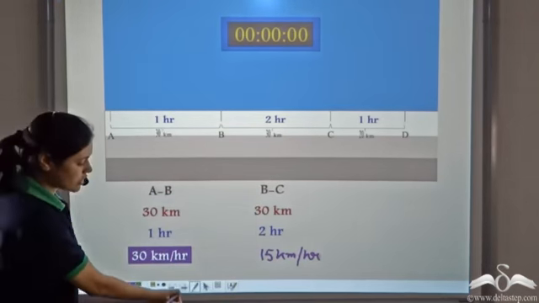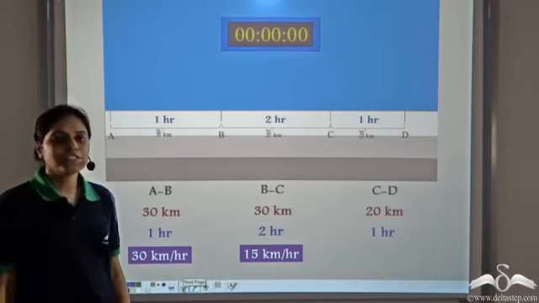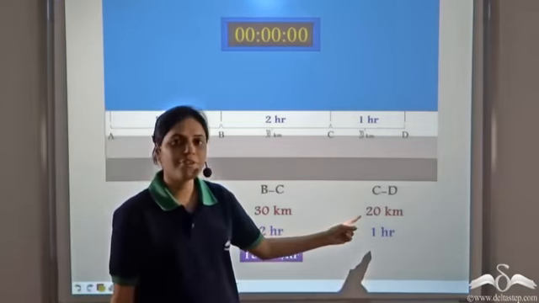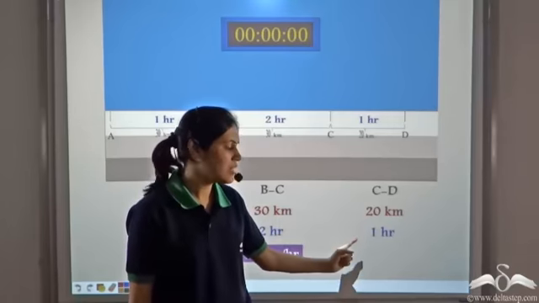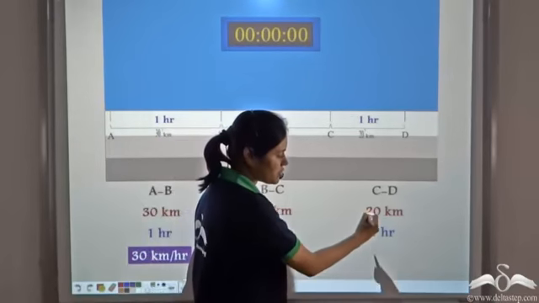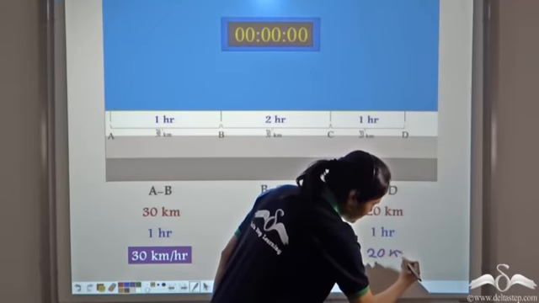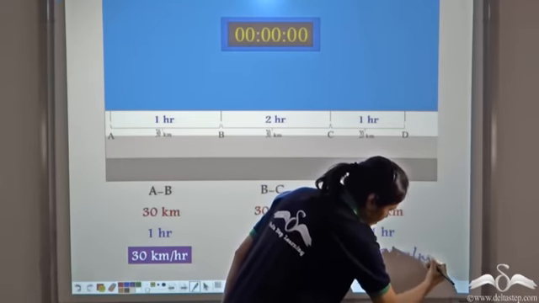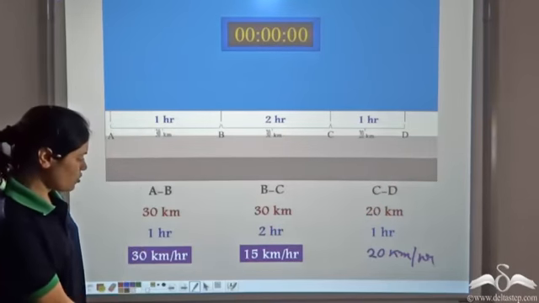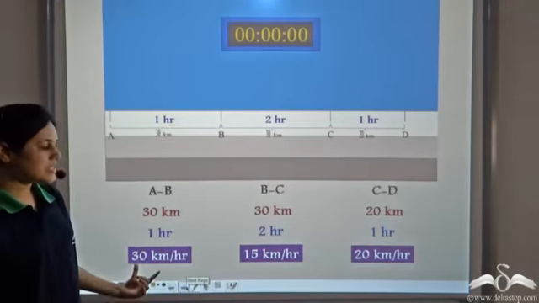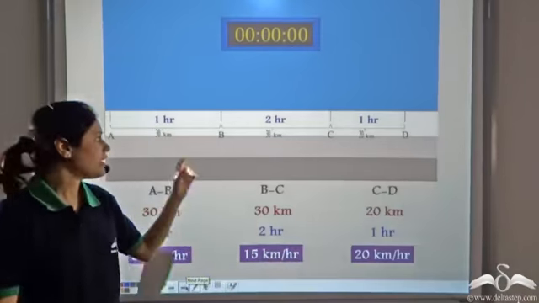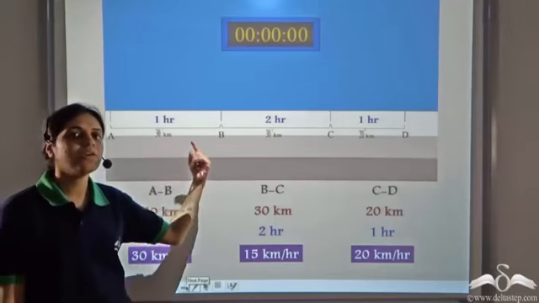And what about stretch C to D? In C to D, Jerry covered 20 kilometers in 1 hour and speed is 20 by 1, that is 20 kilometers per hour. So these are the 3 speeds of Jerry in the 3 stretches A to B, B to C and C to D.